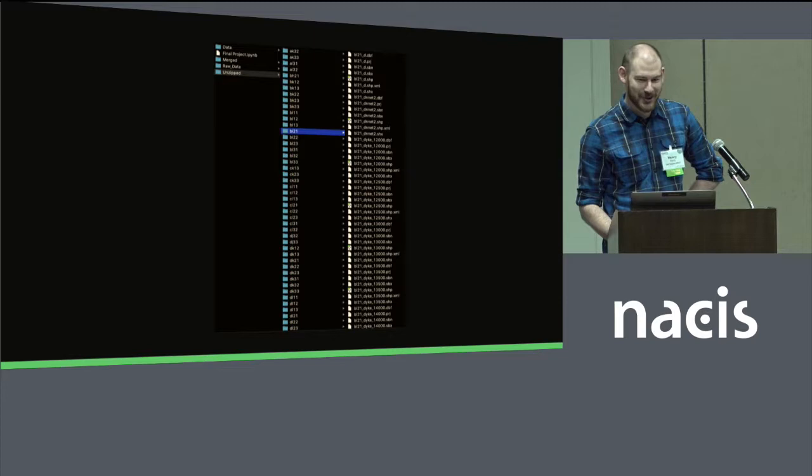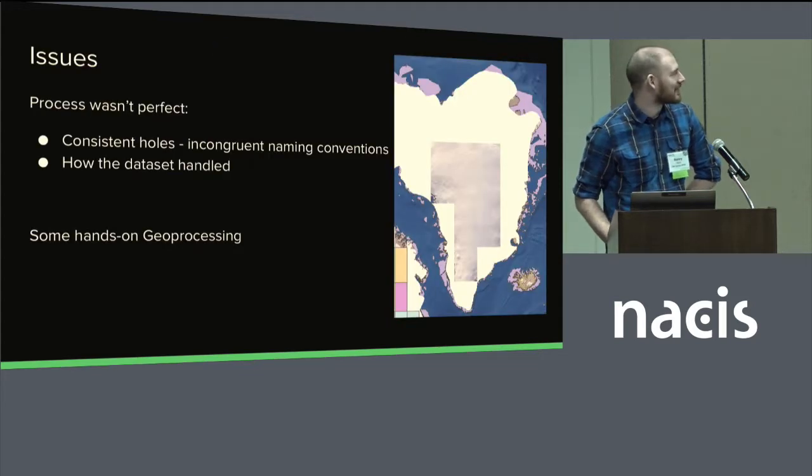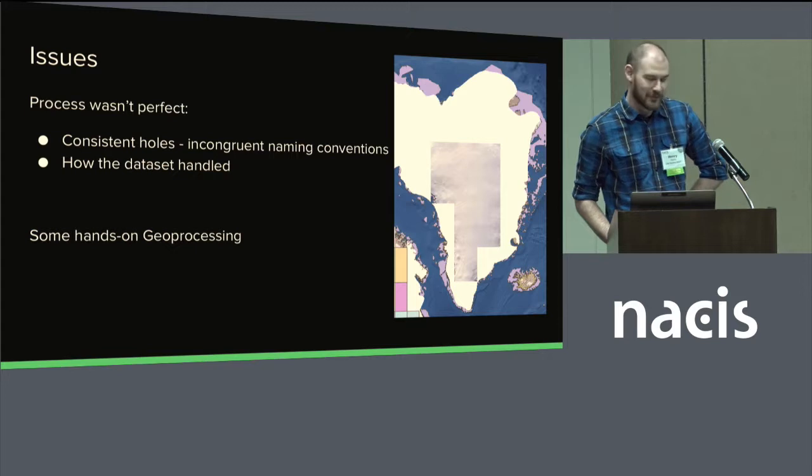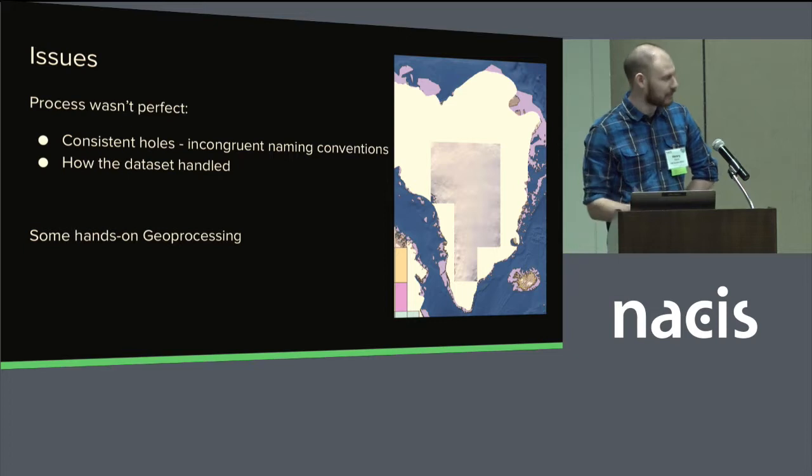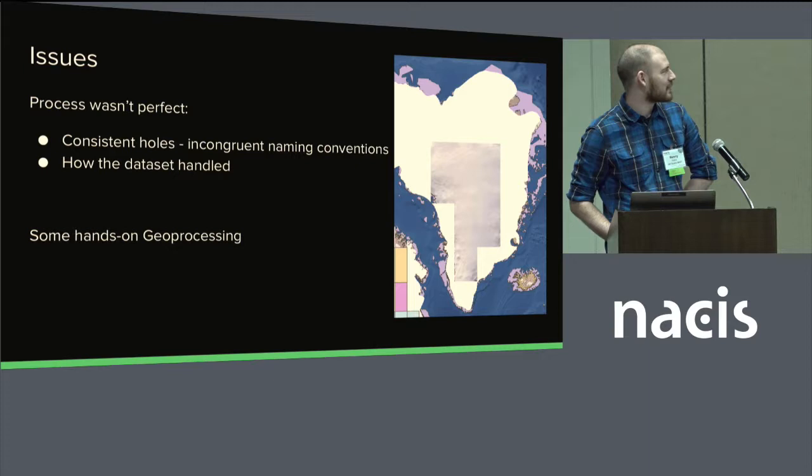I would love to tell you all that I wrote this code and ran it once and it all went beautifully, but no. There were some gaps, like good old Greenland there, which, reasonably, has had an ice sheet for the majority of the time that we've looked at this area, so there was no real coverage representation for those. And there were these consistent holes and some incongruent naming conventions. So a huge majority of it was done with that automated geoprocessing, but I did have to do some hands-on geoprocessing to plug those holes, as I called it.